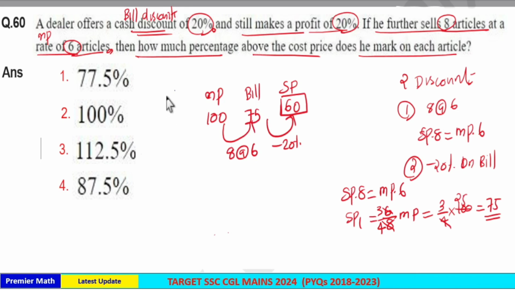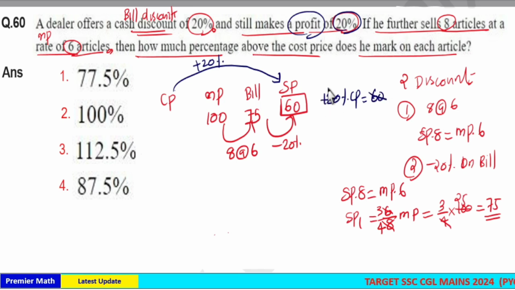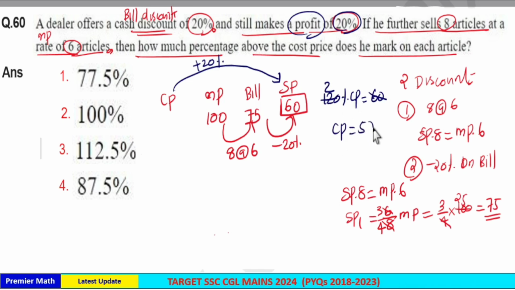Now you can find the cost price of the article. Here he still makes a profit of 20% even after these two discounts. So profit is 20% means if cost price is 100%, selling price should be 120%. That is a 20% increment on this cost price. So 120% of cost price is the selling price, 60 rupees. Now 60 goes 2 times in 120. So 2 by 100 means 1 by 50. So CP is equal to 50 here. So cost price is 50 rupees.